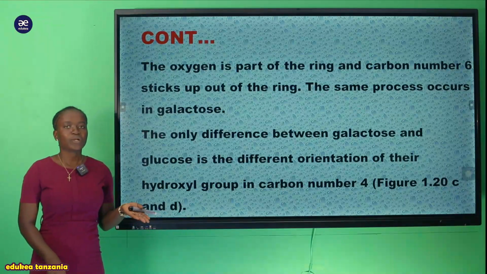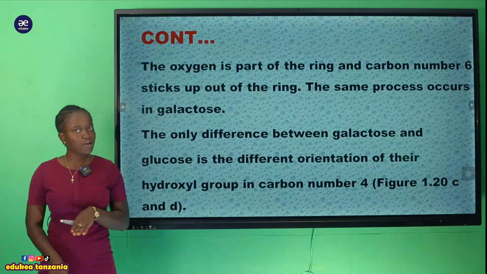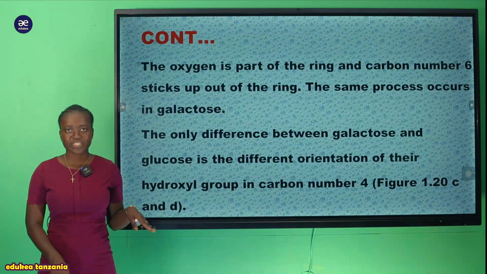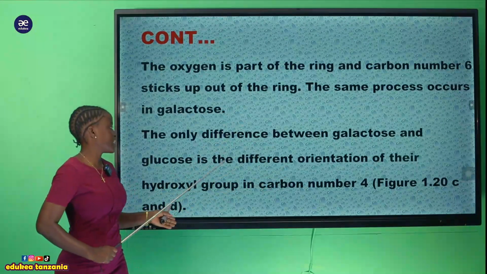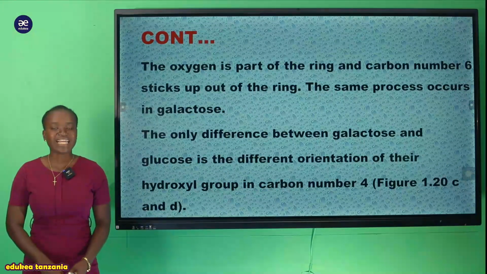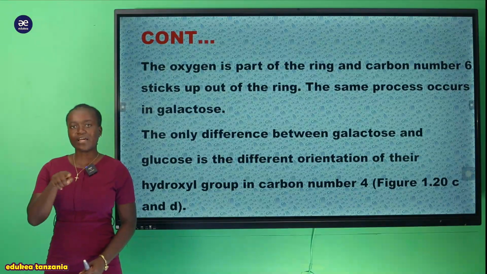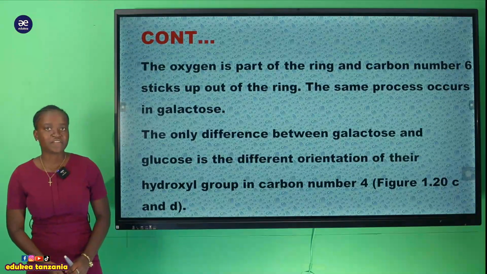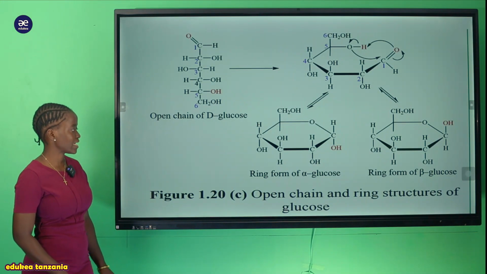Kwa maana kwamba kunakuwa na utofauti mkubwa kati ya glucose na galactose. Though all of them they are hexose sugar, but they are quite different. And their difference comes from the orientation of the hydroxyl group in the carbon number 4. Ukiangalia ile orientation ya hydroxyl group ya kwenye galactose na ile orientation ya hydroxyl group ya kwenye glucose, they are quite different. Let's now see the difference between these glucose and galactose.